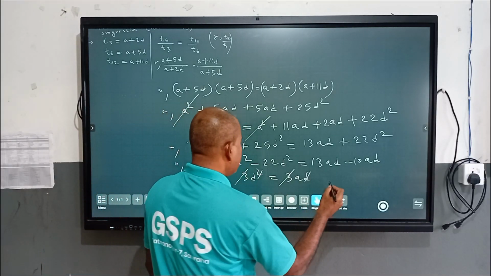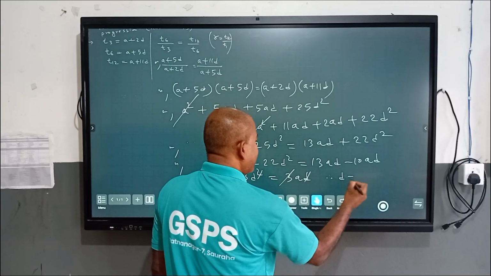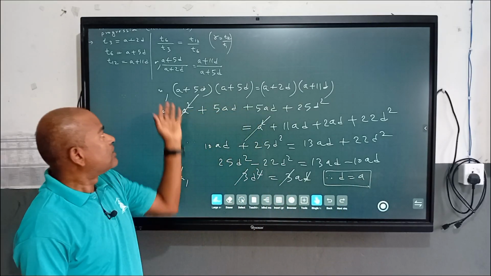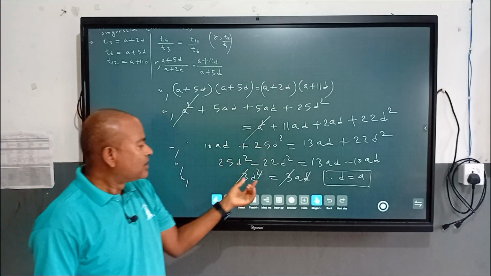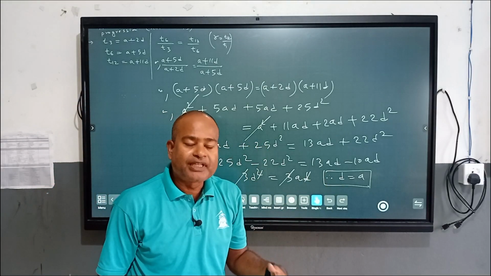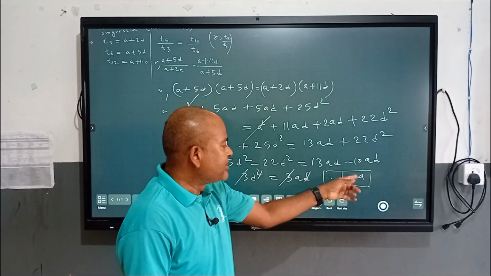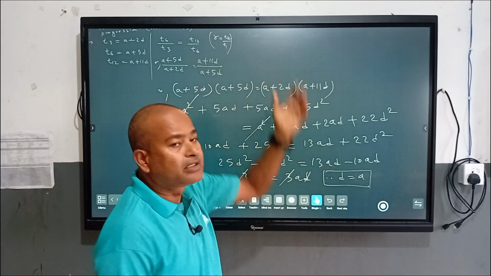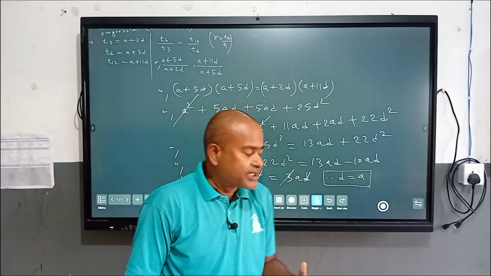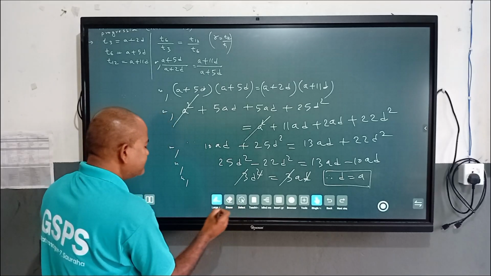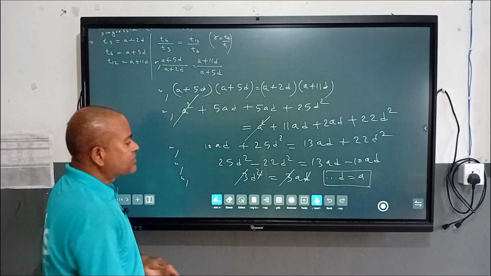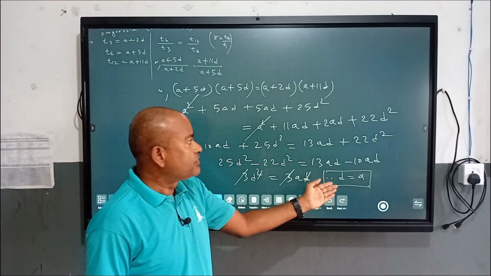Then we get the value of d. The value of d we get equals to a. So dear students, by solving this expression, we have got a relation between a and d. A means the first term and d means the common difference of the given arithmetic progression. So dear students, now we know the value of a is equal to d.